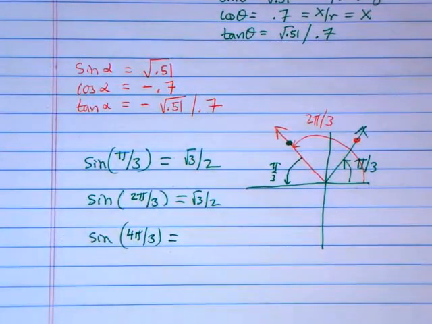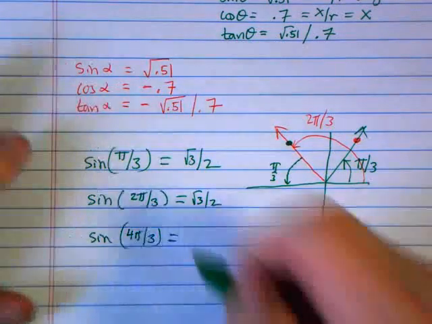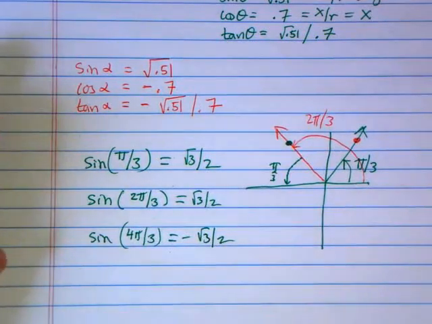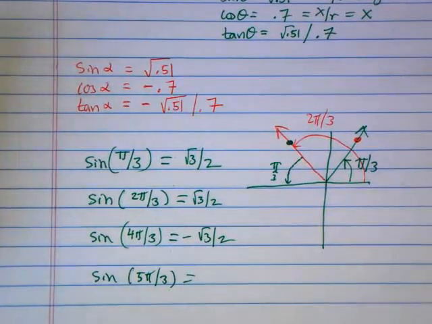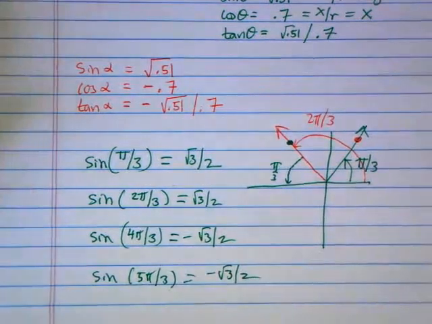What's the sine of 4 pi over 3? Well, the first question you should ask yourself is which quadrant is that in? And you're going to tell me it's in quadrant 3. Why is it in quadrant 3? It's a little bigger than pi. 4 pi over 3 is a little bigger than 3 pi over 3. In quadrant 3, sine is negative, so the answer is negative square root of 3 over 2. And finally, I might ask you, what's the sine of 5 pi over 3? And I hope you would very quickly tell me the answer now that you've seen a pattern. Negative square root of 3 over 2.